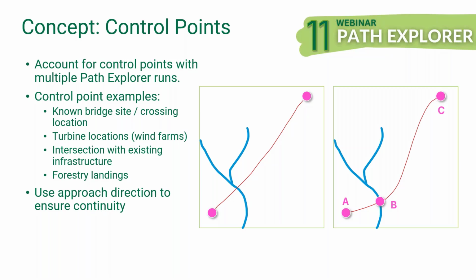And there's a function within Path Explorer to control your approach direction. That way you can ensure continuity as you're connecting your pieces together. So instead of having the kindergarten drawing on the left, doing something like the A to B and then the B to C, and then connecting them together to move forward.